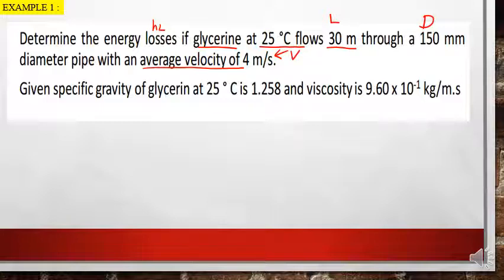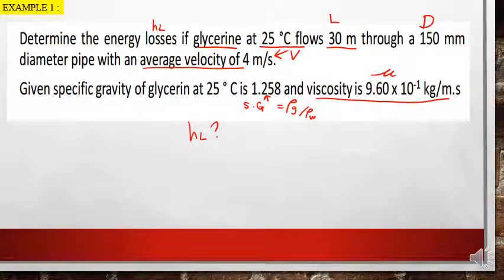Knowing that the specific gravity for glycerin at 25 degrees C is 1.258. So this is the specific gravity, or actually the density of glycerin divided by the density of water, which equals 1.258. And lastly, this is the viscosity of the glycerin. So you need to determine what the HL is.